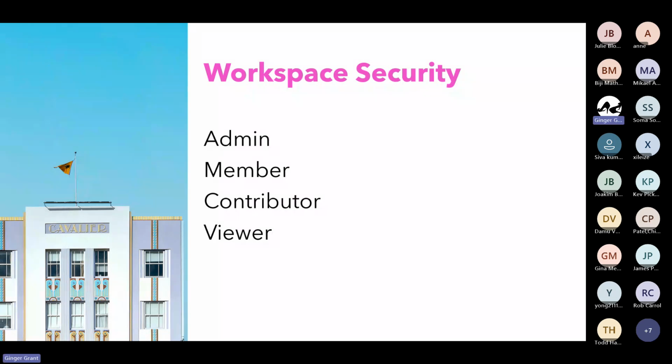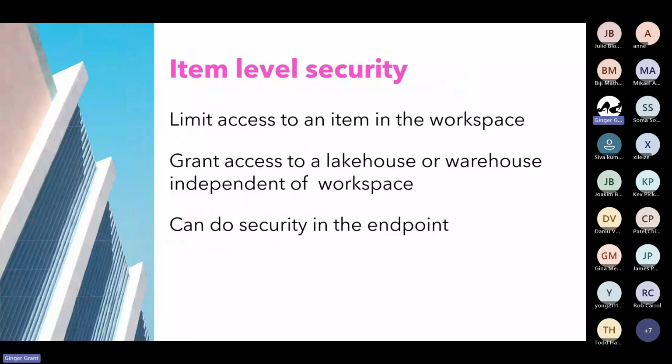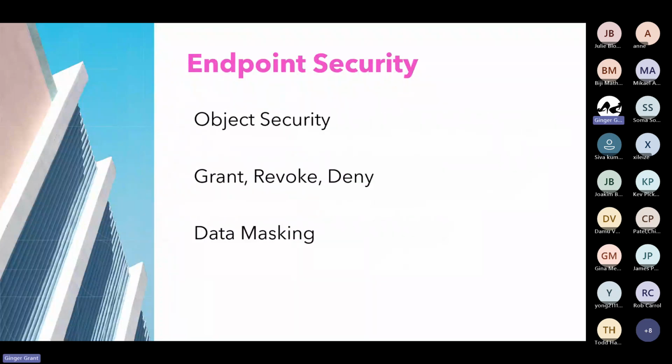Now, item level security is for people who don't have access to a workspace, and you can limit the access here. You can say you can just look at this lakehouse, or you can just look at this warehouse. So you grant it independently of that, and you use the security of the endpoint to make that happen. The endpoint is the database you are using in the back end that's going to allow you to do that. For your endpoint security, you've got object level security, where you can do revoke and deny, and then you get into data masking and do all of that with a different element.